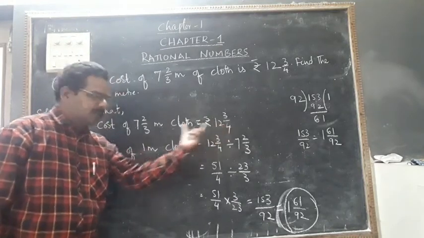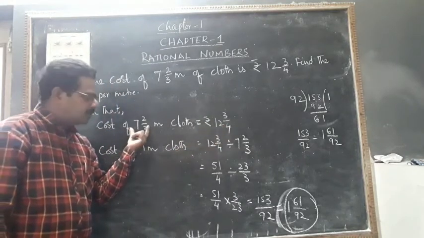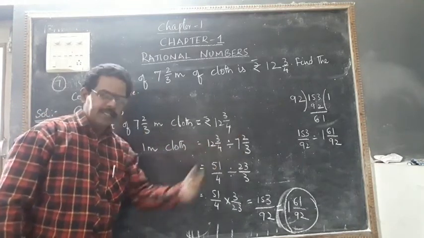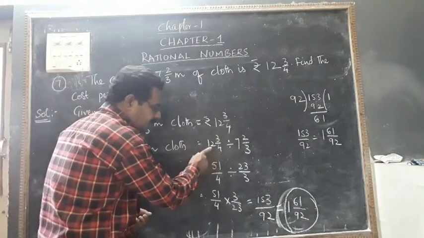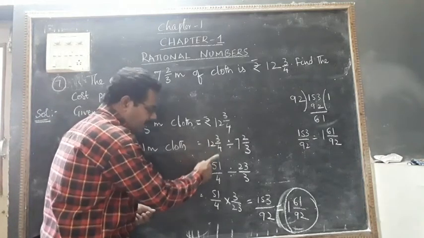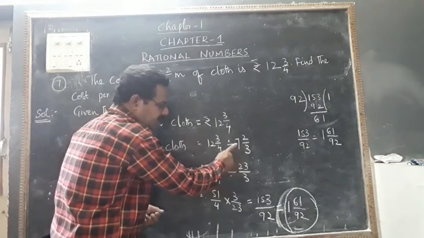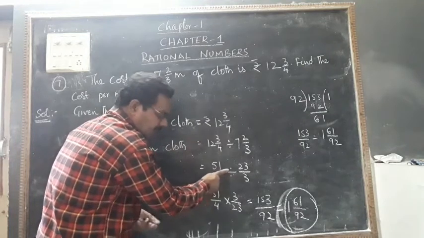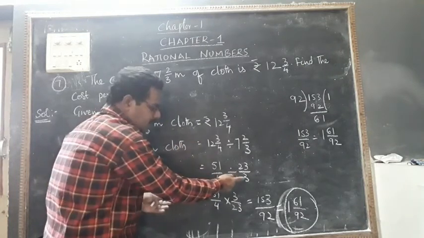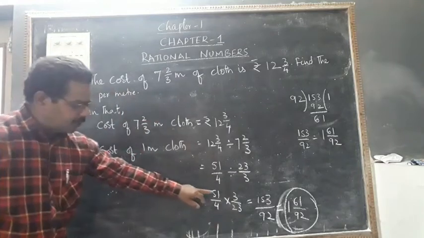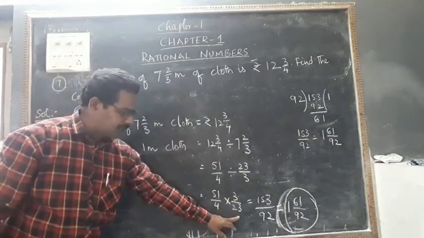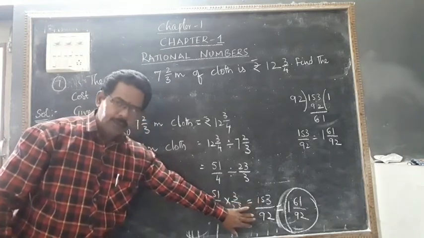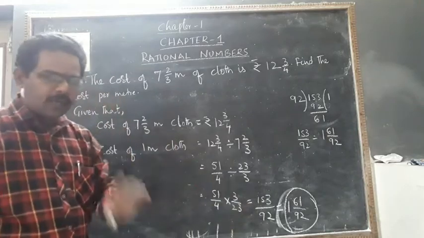Total value is this one. Length of the cloth is this one. So this one divided by this one: 12 and 3 by 4 divided by 7 and 2 by 3. 12 and 3 by 4 means 12 4s are 48 plus 3, 51 by 4, divided by 7 3s are 21 plus 2, 23 by 3. 51 by 4, division will be converted into multiplication. So 3 by 23. 51 into 3 by 4 into 23 is 153 by 92. So 153 by 92 is the cost of 1 meter of cloth.